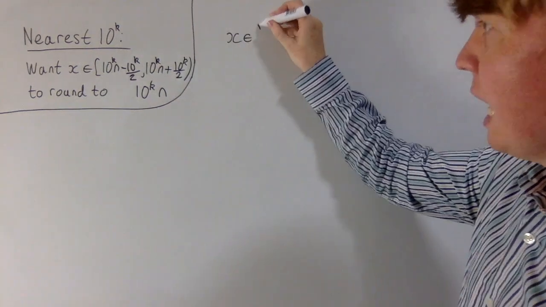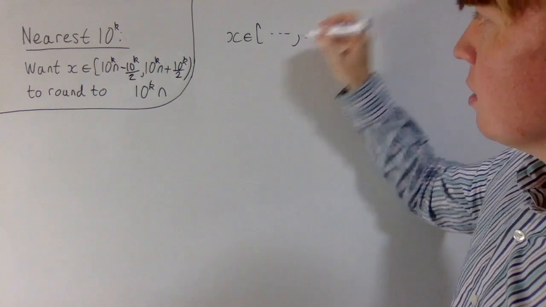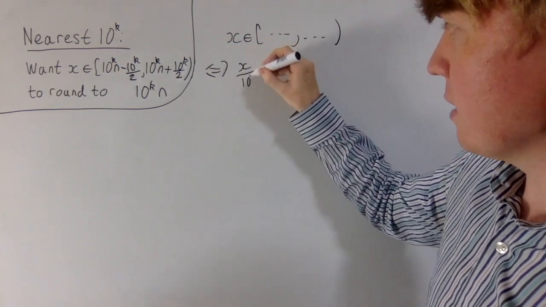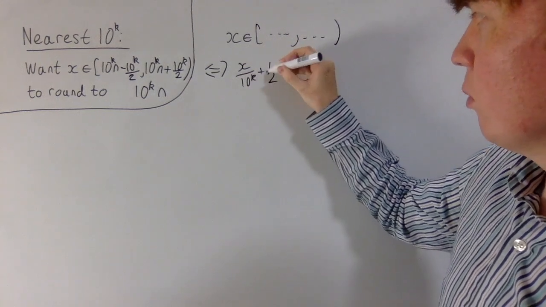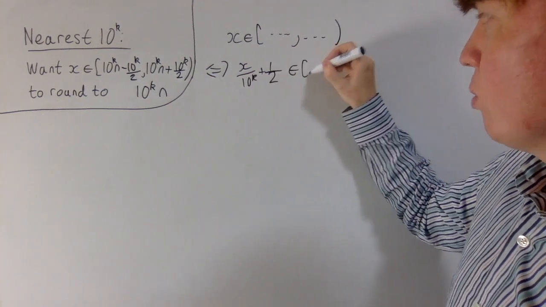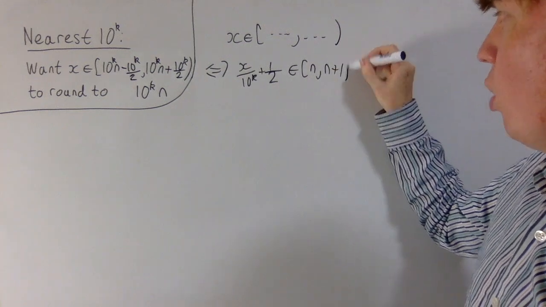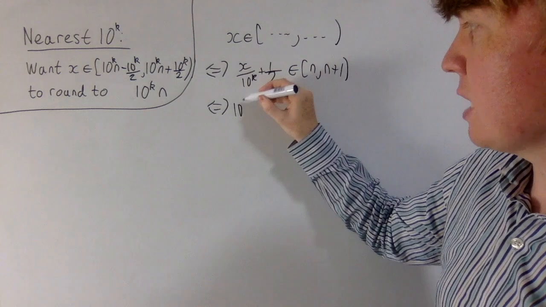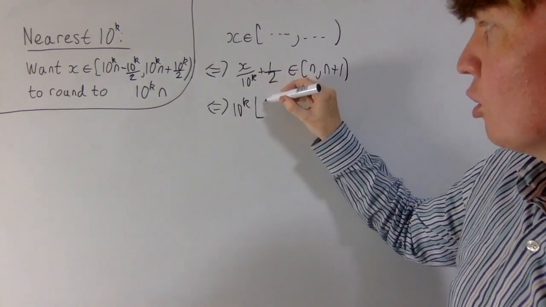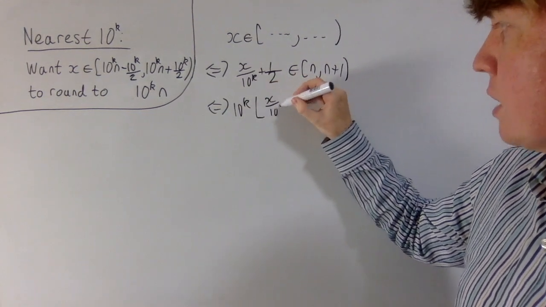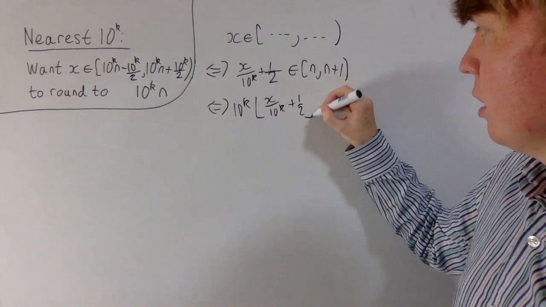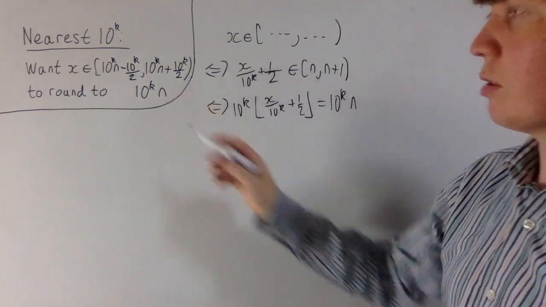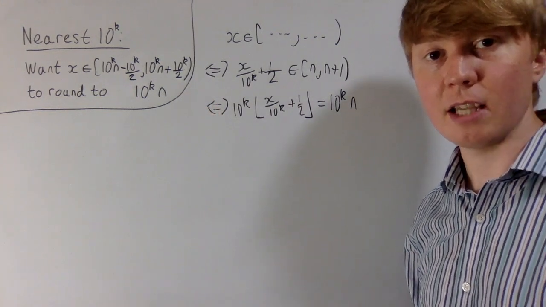If you say x is in this interval, then this is going to be true if and only if x divided by 10 to the k plus a half, when we do our calculation, is between n and n plus 1. So once again, skipping a few steps here, you end up with 10 to the k multiplied by the floor function of x over 10 to the k plus a half. This is going to be equal to 10 to the kn, which is the output we want from our rounding function there to the nearest 10 to the k.